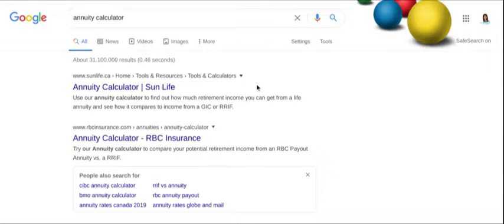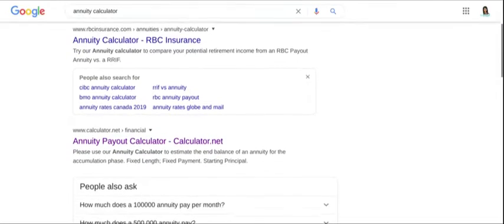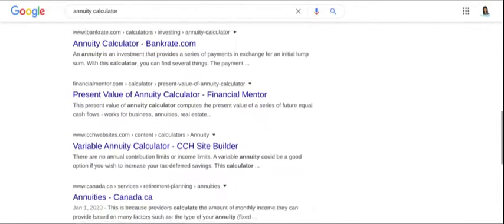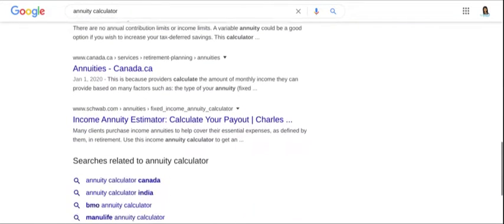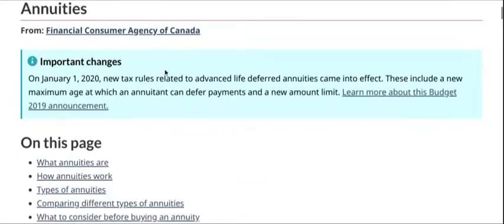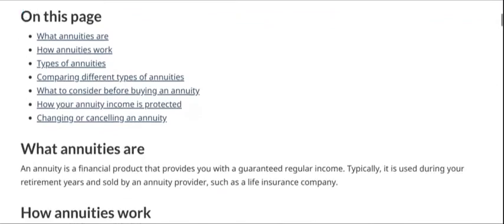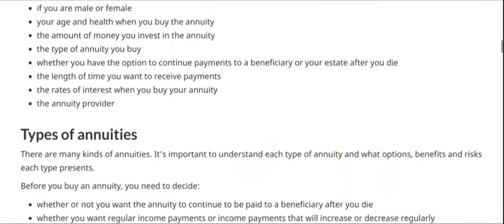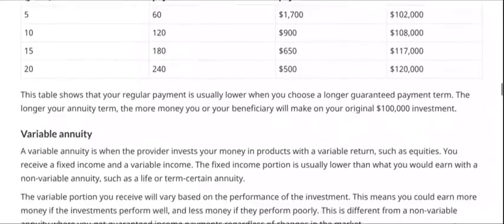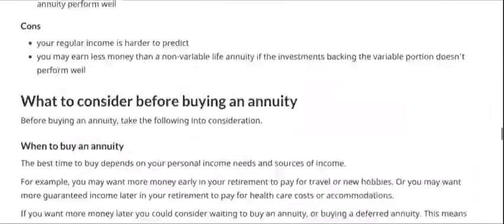And you can see that there are all sorts of different resources here, right? Like you have different banks, and then we've got the Canada website. Maybe we'll try the Canada website. I haven't tried this yet, so let's see if it's good. It's just explaining what an annuity is and what the types are. I don't know if it has a calculator.